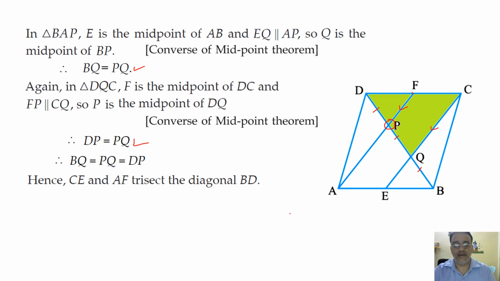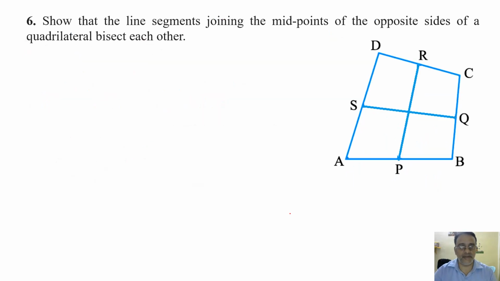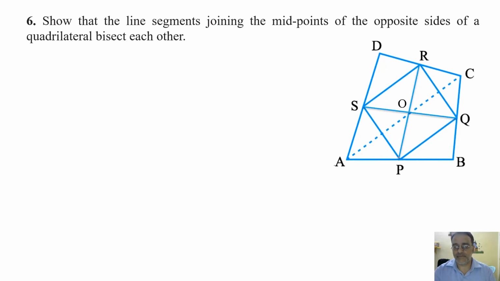No, sir. Okay, so now we are moving towards question number 6. Show that the line segments joining the midpoints of the opposite sides of a quadrilateral bisect each other. Look, we joined P, R and S, Q. We have to prove that these two bisect each other. This is very easy. First we will join PQ, RQ, RS and all these. Okay, look, we joined them, and we also joined AC.